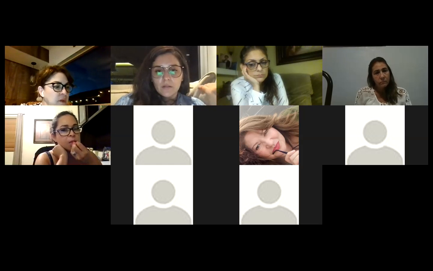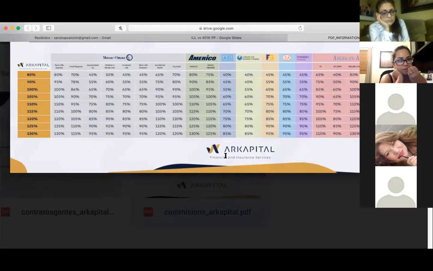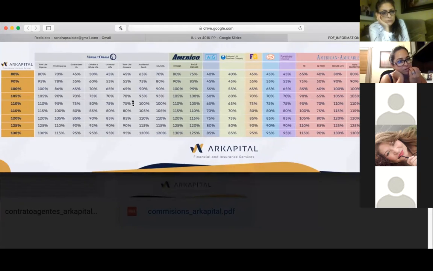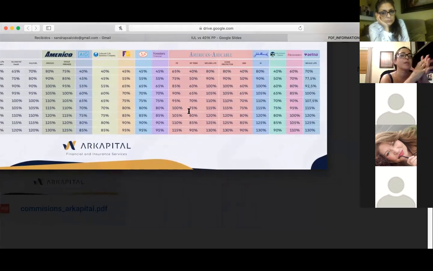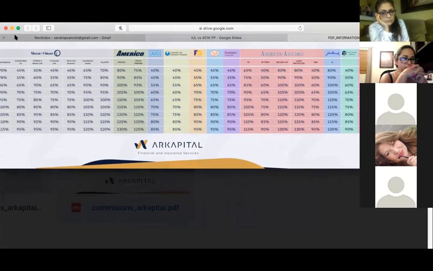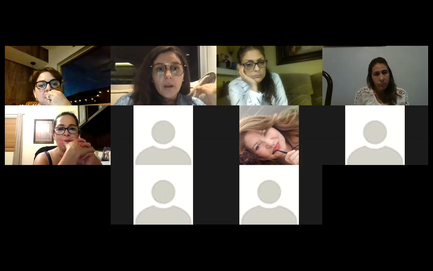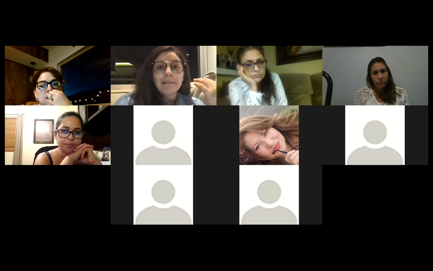all these charts that we're going to need with all the percentages and the products, depending on the comp that you're in, and then the carriers that we have, it's already created. Also the structure and the contract that we have for each one of you, stating that we're not holding any clients that you might have.